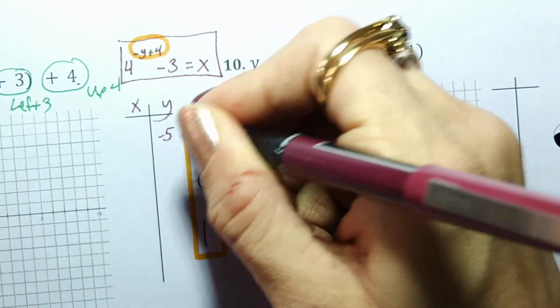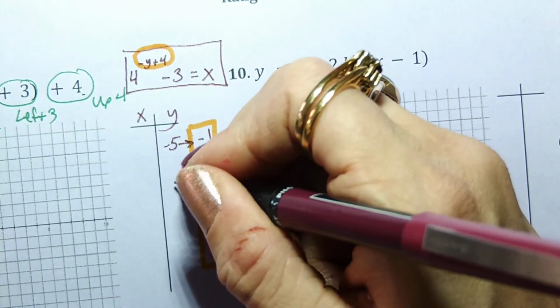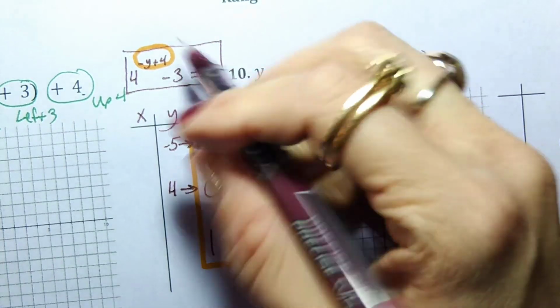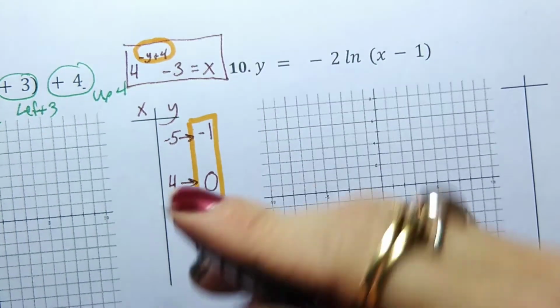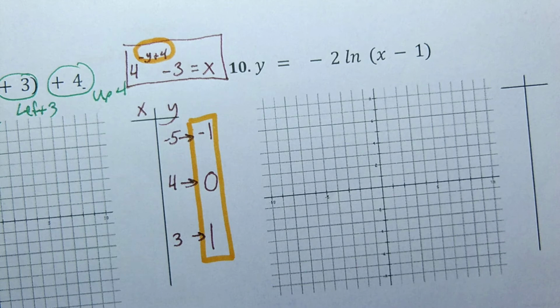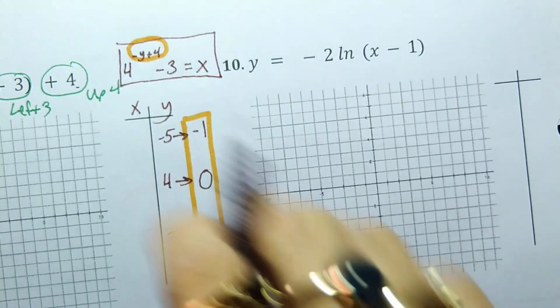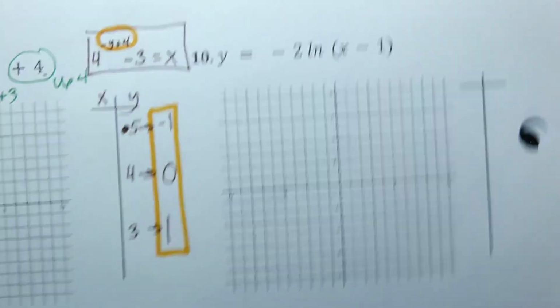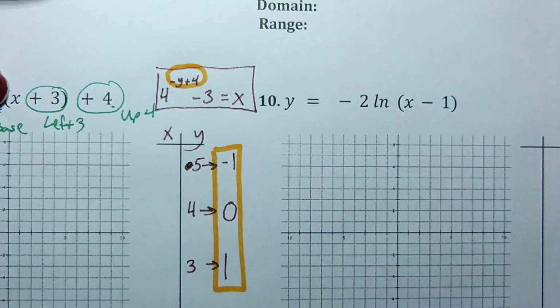So negative 5 would give us negative 1. Positive 4 would give us 0, since the opposite of 4 plus 4 is 0. And then 3 would give us 1. You mean 5? Oh gosh, I put negative 5. Yes, 5. So from here, we can evaluate by plugging in.